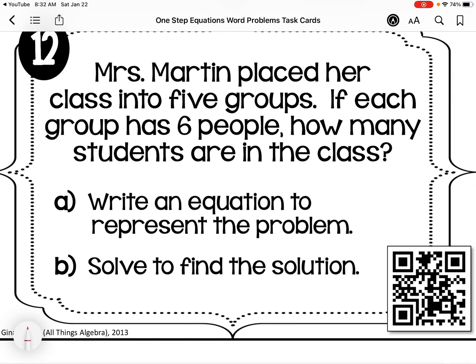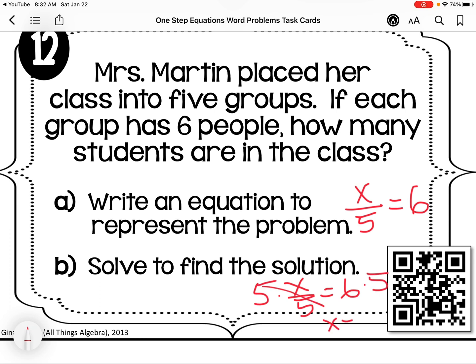Mrs. Martin placed her class into 5 groups. If each group has 6 people, how many students are in her class? Well, she divided her class into 5 groups. Each group has 6 people. So x divided by 5 equals 6. So I'm going to multiply by 5 on each side. X equals 30.